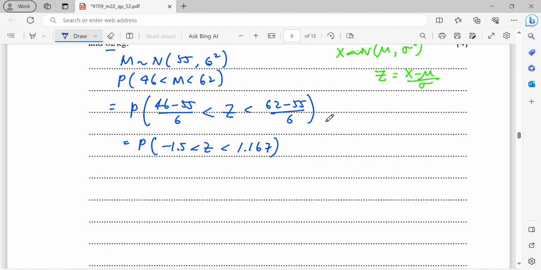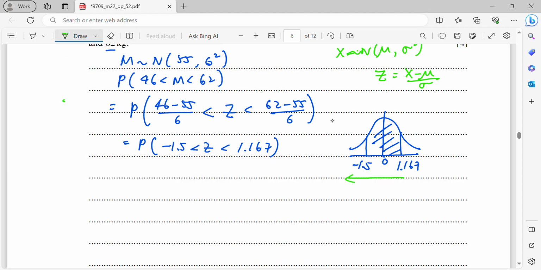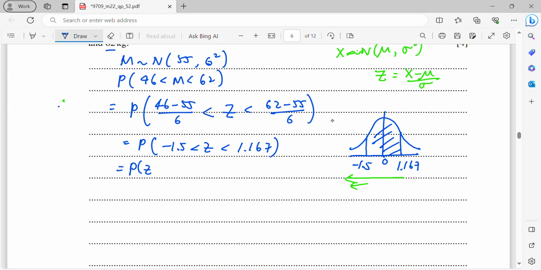And now, once you get this step, the next step is to sketch a graph. Then I will mark negative 1.5, 0, and 1.167. And the region is in between. So obviously from here, to get the probability, make sure the region is always towards the left-hand side. So it's the probability of Z less than the positive value, minus Z less than the negative value. So here I will write P(Z < 1.167) minus P(Z < -1.5). But less than a negative value is not allowed in the table. Therefore, I need to sketch another graph to represent the negative.